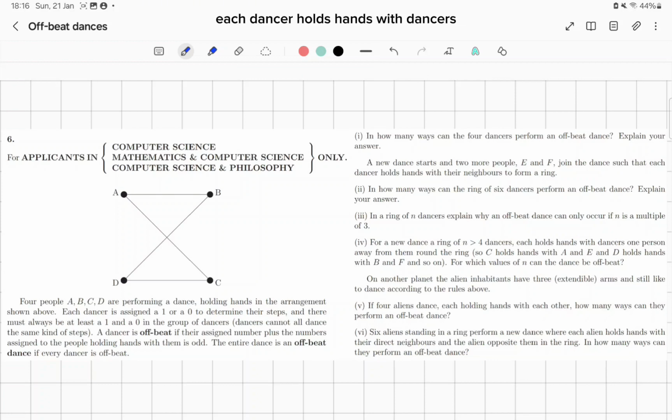Part 4. For a new dance, a ring of n greater than 4 dancers is formed. Each dancer holds hands with dancers one person away from them around the ring, so A holds hands with C, who holds hands with E, and so on. For which values of n can the dance be offbeat?